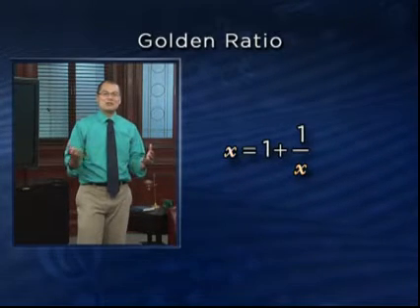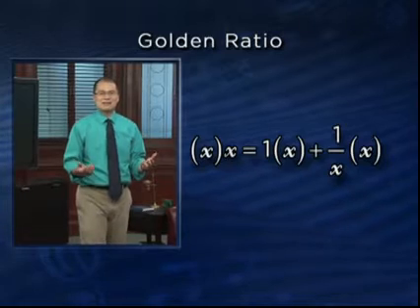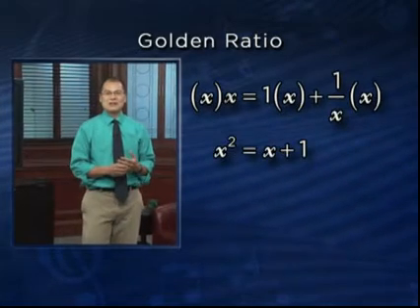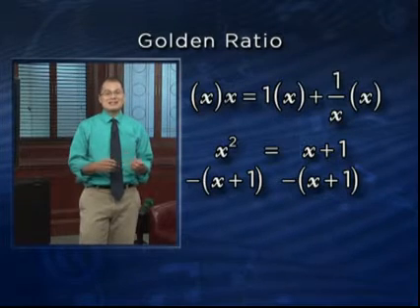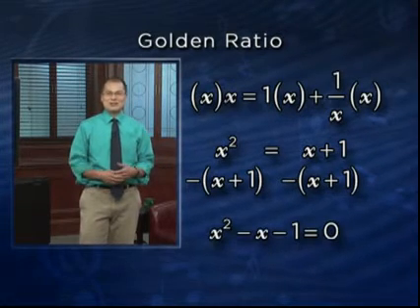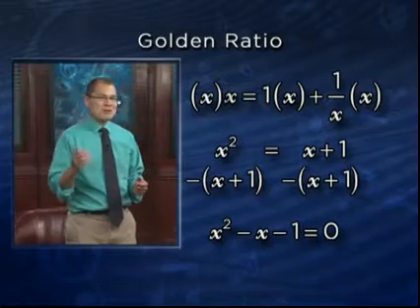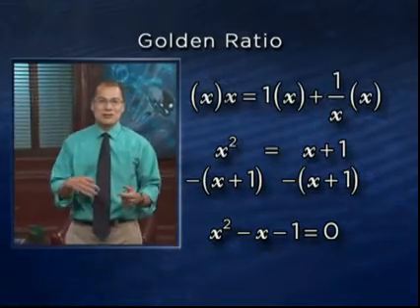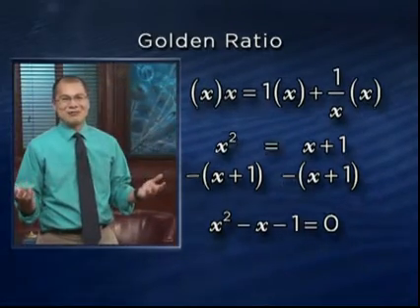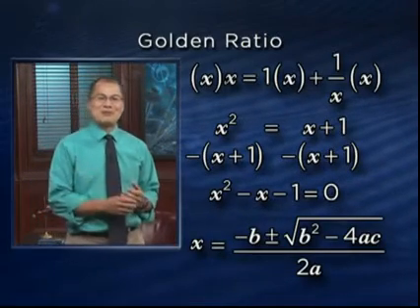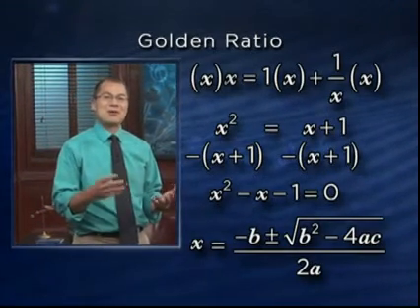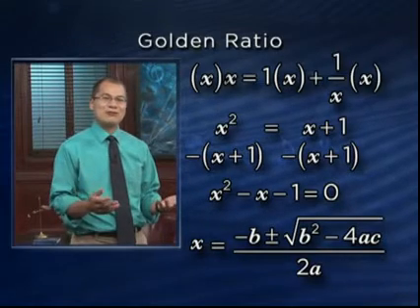When we solve this, we just multiply both sides by x. We get x squared is equal to x plus 1. We can subtract x plus 1 from both sides, giving us this quadratic equation. Remember, to solve a quadratic equation, there's a formula, coincidentally enough, called the quadratic formula. When we apply that formula, we might remember this from high school, negative b plus or minus the square root of b squared minus 4ac all over 2a.